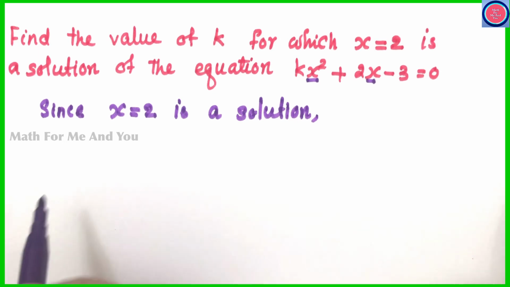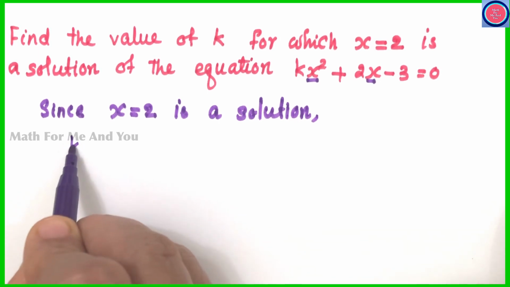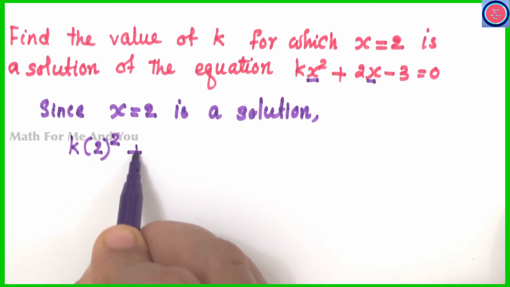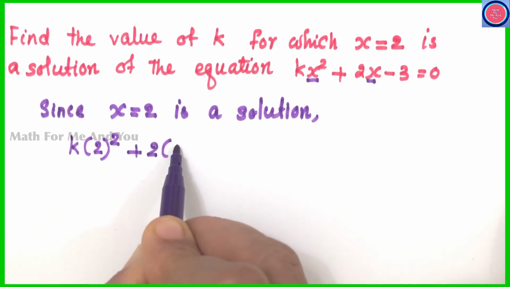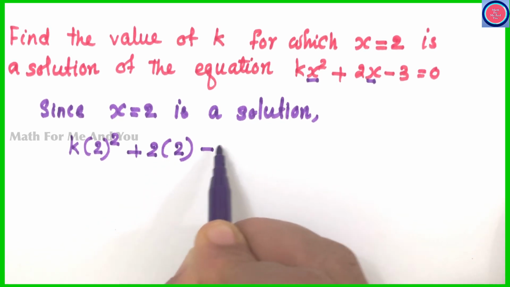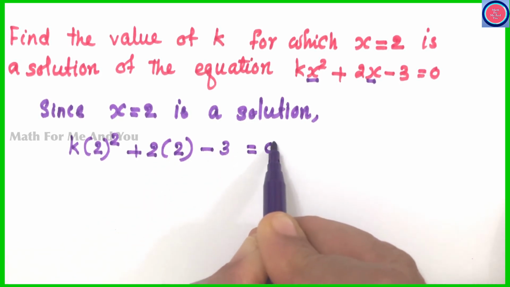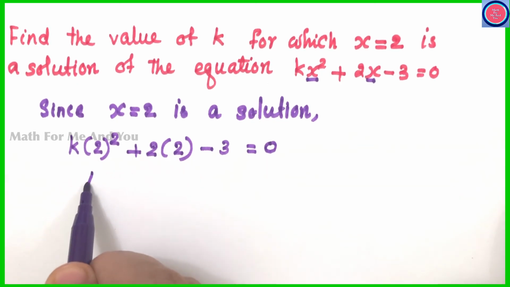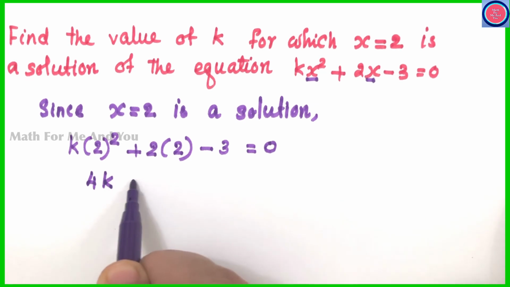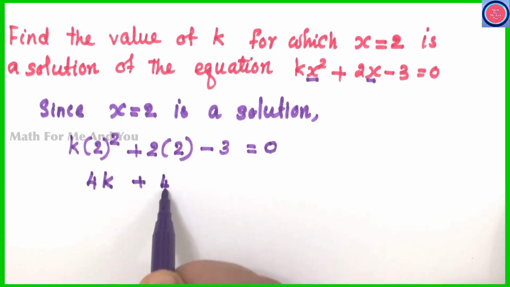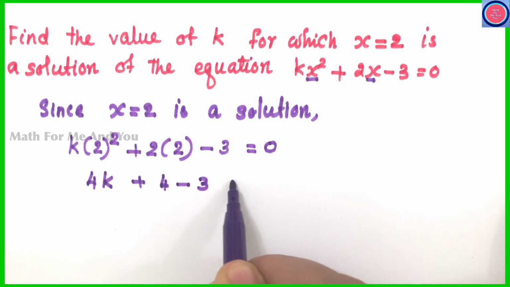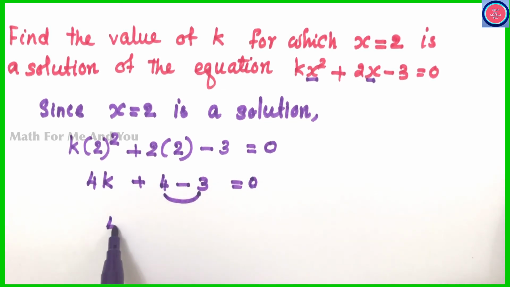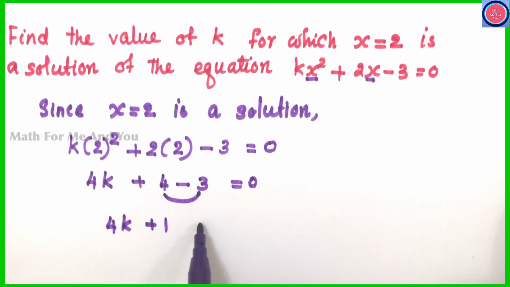So I'm going to write k times 2 square, we change x with the number 2, plus 2 times 2 minus 3 is equal to 0. K times 2 square. 2 square is 4. So we get the first term 4k. 4 times k is 4k, plus 2 times 2, 4, minus 3 equals 0. 4 minus 3, how much? It is 1. 4k plus 1 is equal to 0.